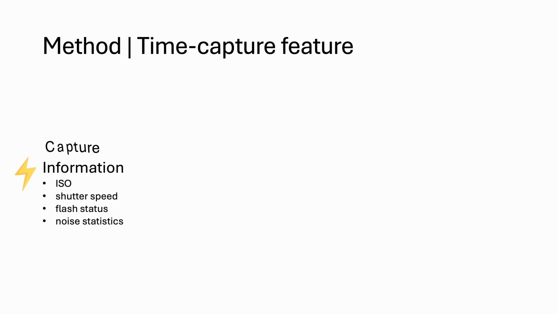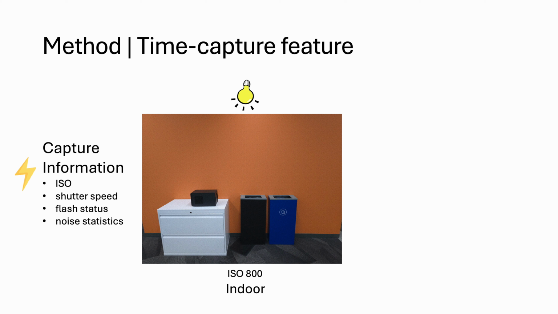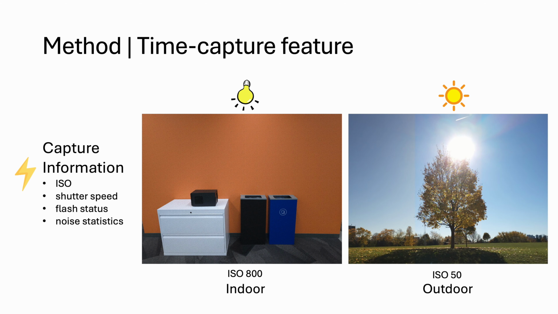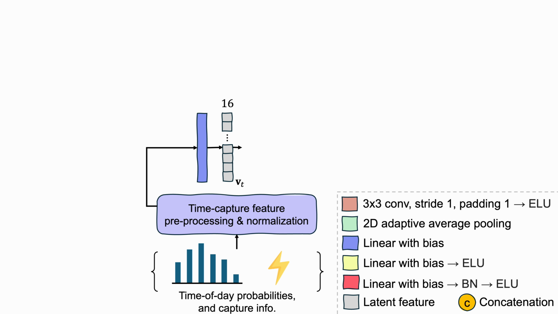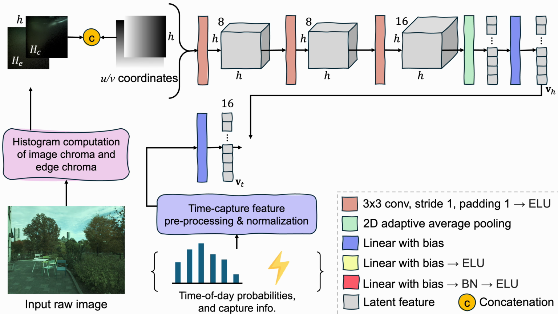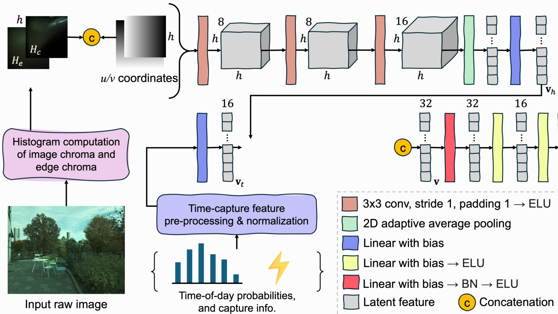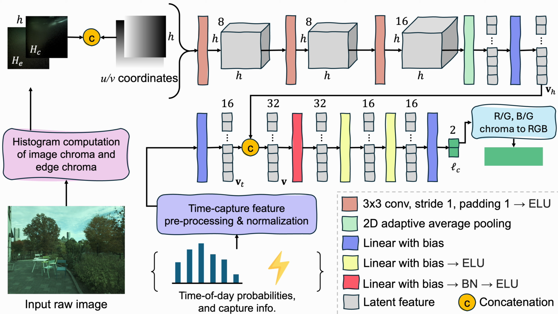We also use metadata available from the camera to distinguish between capturing environments, such as indoor versus outdoor. In our model, the time of day probability vector and capture metadata are processed into one feature set. In parallel, image histograms provide scene color information. Both are fused in latent space and pass through a series of linear layers to output the estimated illuminant vector.